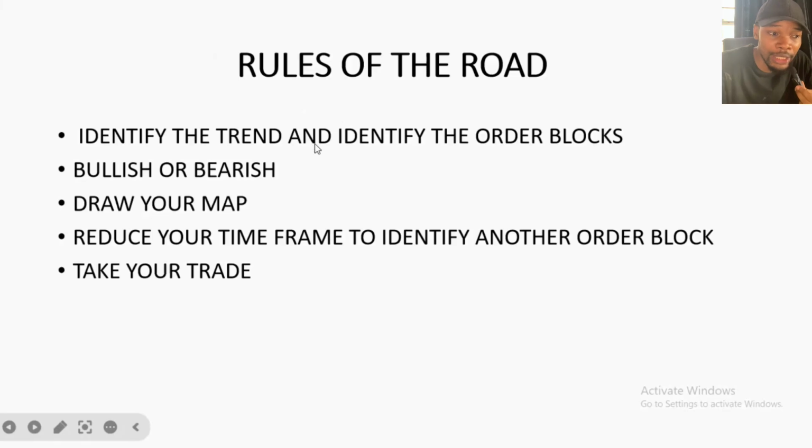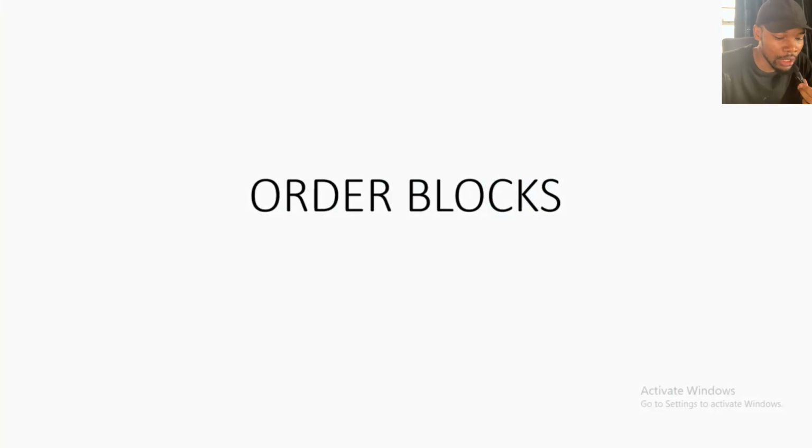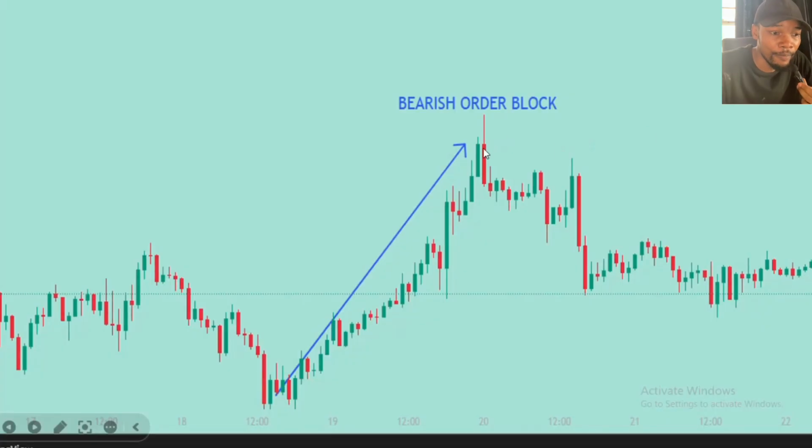Know if it's an uptrend or a downtrend. Identify your order blocks, just like we have done here. We identified our order blocks. Here you can see this is another block. We've identified the other block, that there's another block here, so you must know that there's another block.